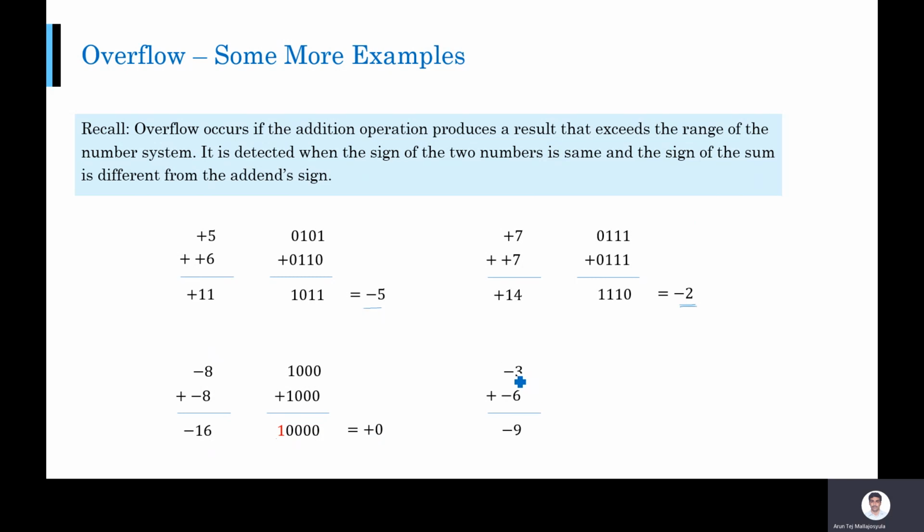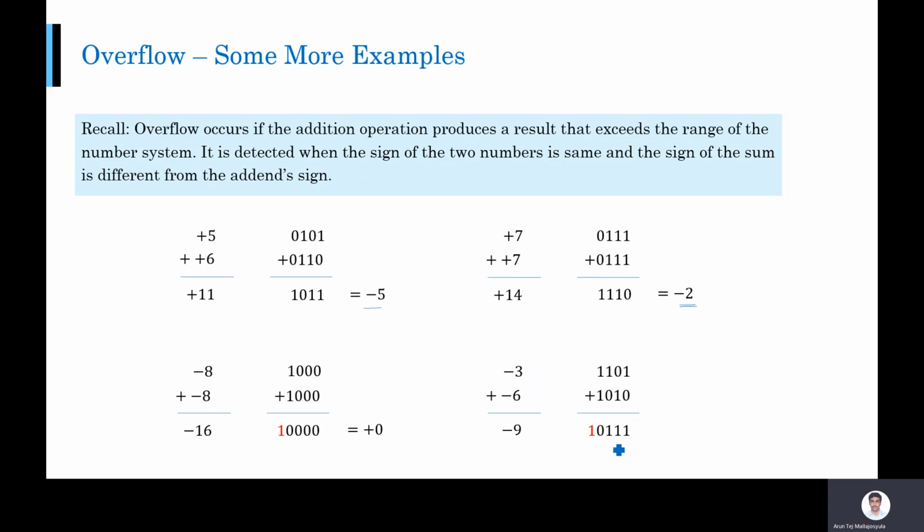So clearly, this is a problem. Again, look at this one, -3 and -6. You're getting -9. We know that this is out of range. This is also an overflow. You can check this: 1101 plus 1010. Okay, 2's complement representation.